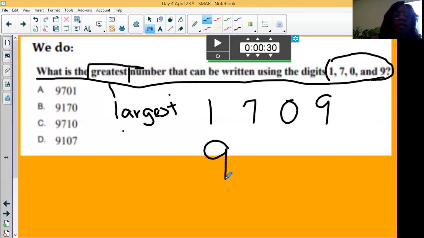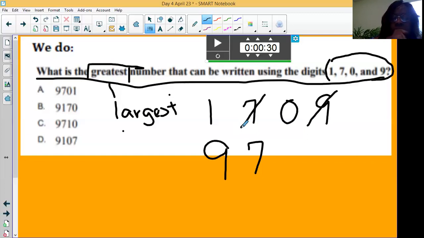So if we're making the greatest number, we got to have the largest number in the highest place. This is a 4-digit number, therefore we know that it is going to the thousands place. So we need to have 9 in the thousands place. So we've used the 9. Let's look at the remaining 3 numbers, 1, 7, and 0. 7 we know is higher than the other 2. So 7 is in the hundreds place. 9,7 what?